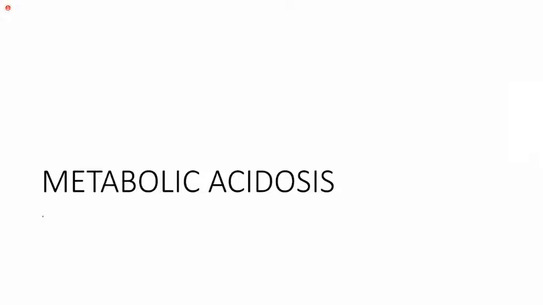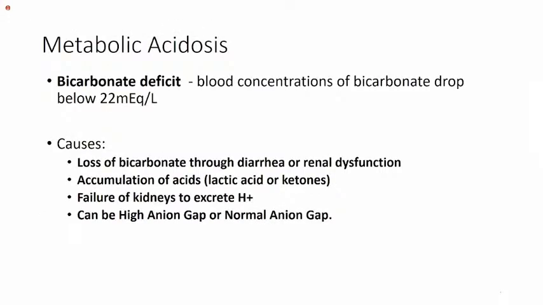So let's start off with metabolic acidosis. We've said the primary issue here is that you have a bicarbonate deficit, so the blood concentration of bicarbonate drops below 22. What are some of the things that can cause your bicarbonate to go down? Number one, you could be losing bicarbonate through diarrhea or renal dysfunction. So you've got proximal renal tubular dysfunction and you're not able to reabsorb bicarbonate.